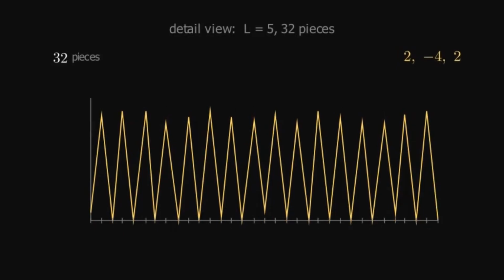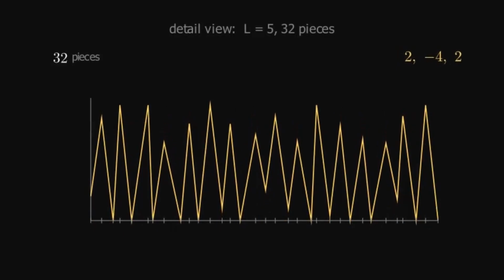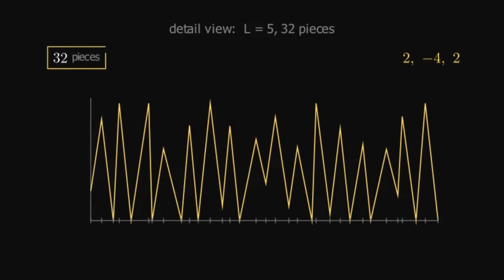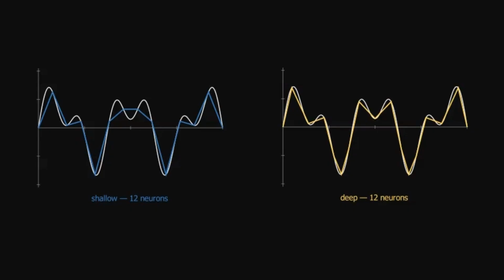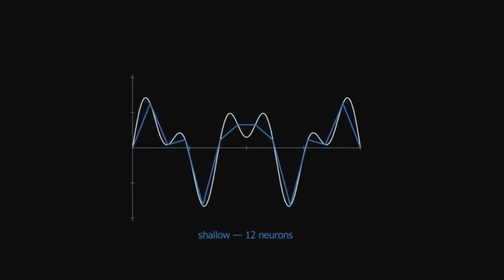Real weights aren't the clean tent map. The creases land in different places. The pieces come out different sizes. But the exponential count survives. Which brings us back to where we started.